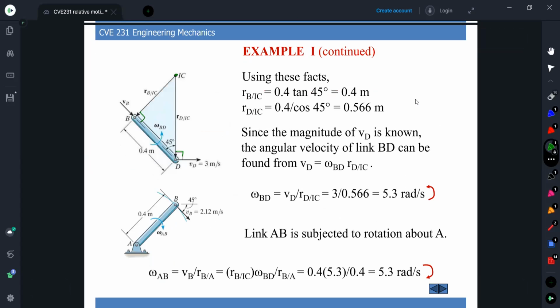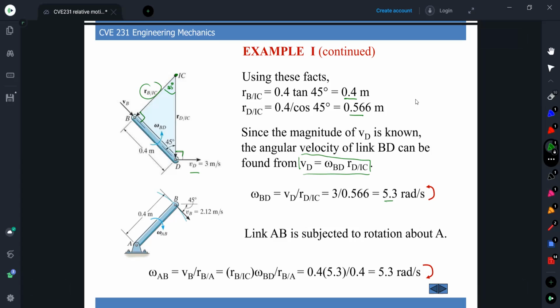RB sub IC is very easy to find from this picture: it is 0.4 meter, and RD sub IC is 0.566 meter. According to this, we know VD is equal to omega BD times RD sub IC, and we can find that omega BD is 5.3 radians per second counterclockwise.